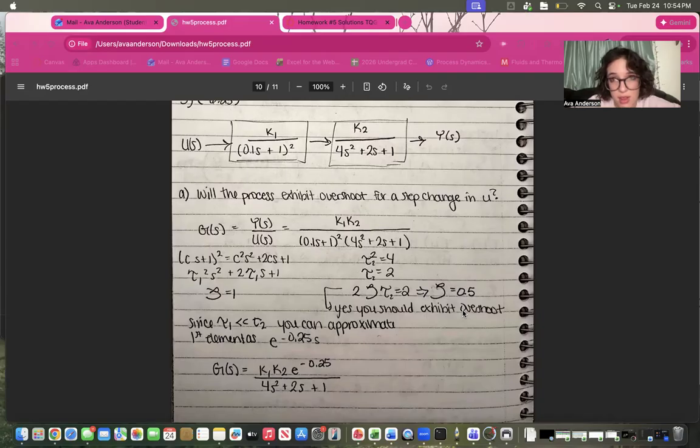Zeta is, if it's between 0 and 1, that's a big overshoot. It is overshoot because zeta is 0.5, and then we also need to compare tau 1 and tau 2. Tau 1 is 0.1 and tau 2 is 2. Since tau 1 is so much less than tau 2, we can assume that tau 1 is relatively instantaneous compared to tau 2. Therefore, the first element can approximate to e to the negative 0.25s.